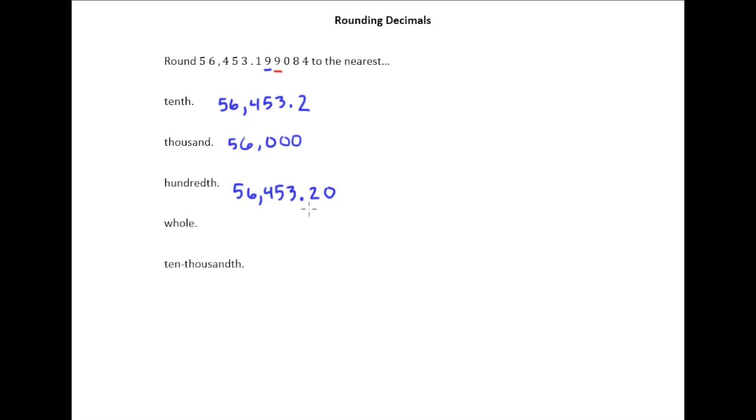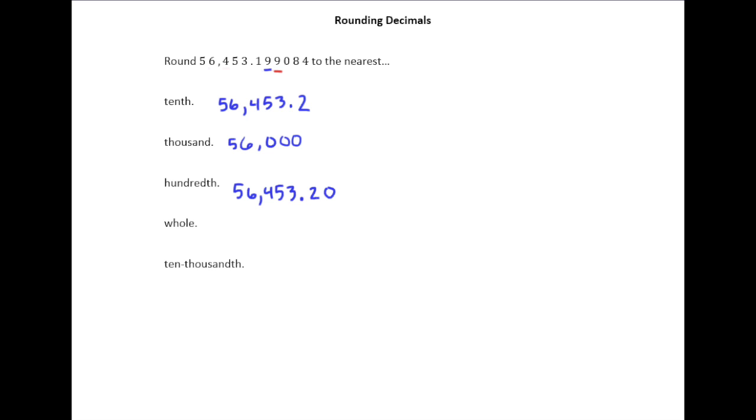So we end up with 56,453.20. Now I'm going to go ahead and leave this 0 here, and that's just because it asked me to round to the nearest hundredth, and so I'm going to keep that hundredths place, but I am going to drop everything else off and not put any zeros there. You would still be correct if you left this 0 off. If you said 56,453.2, that's still going to be correct for our purposes, but it would be understandable to leave this 0 here.